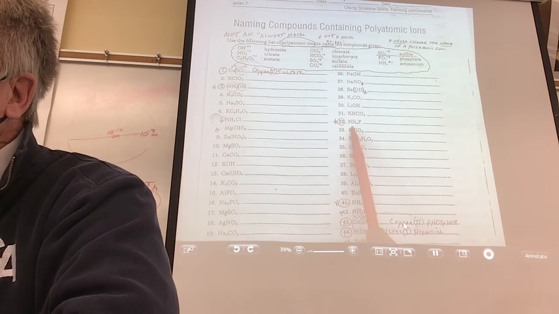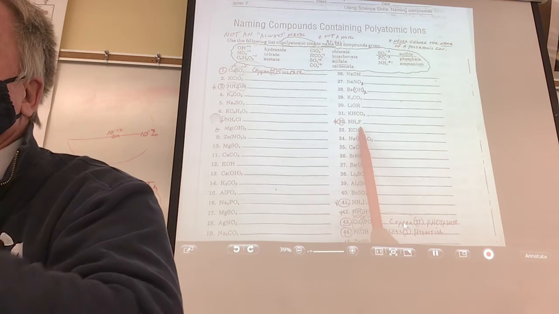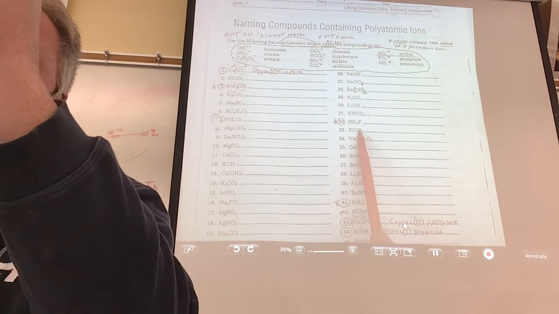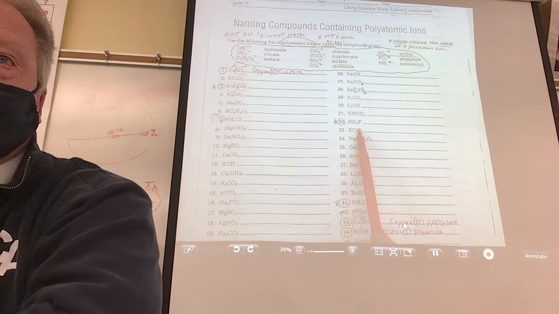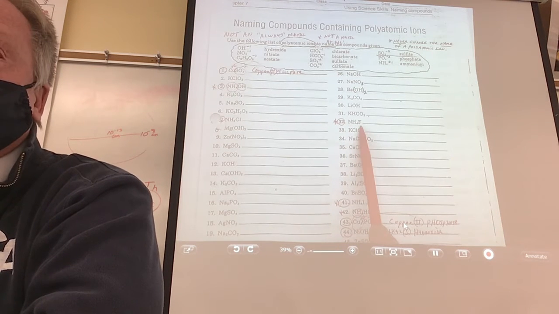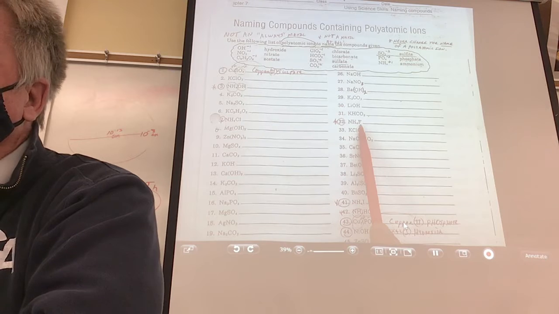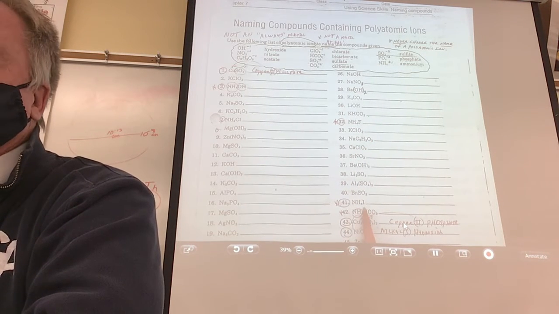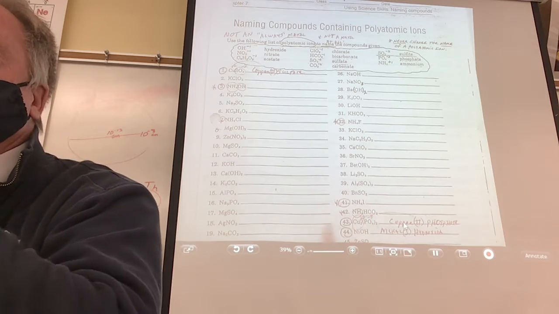How about down here? Look at that guy. Ammonium. And even though it's not really binary, it acts like binary because you got this one ion and another ion, don't you? So it's ammonium fluoride. How about here? This guy loved ammonium. Ammonium iodide. All right.